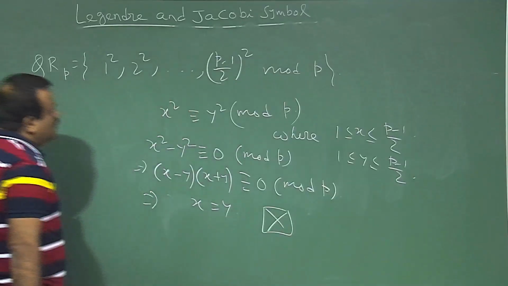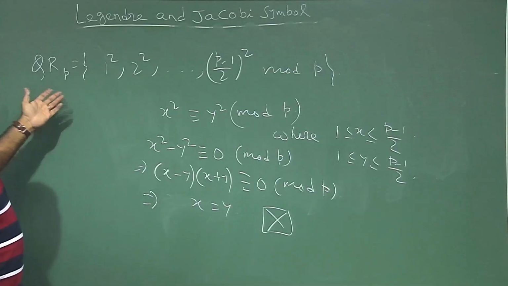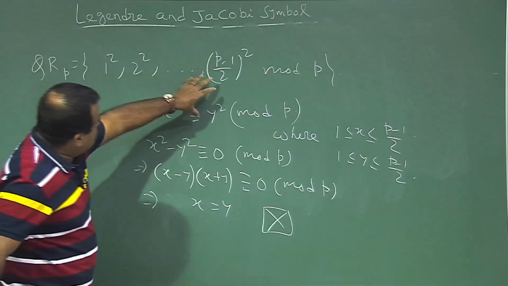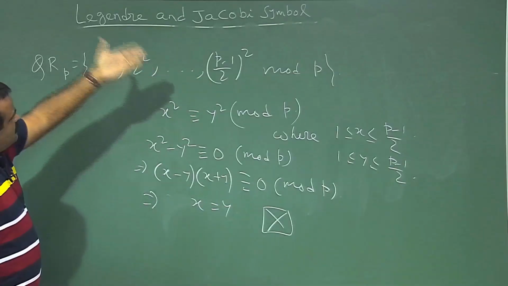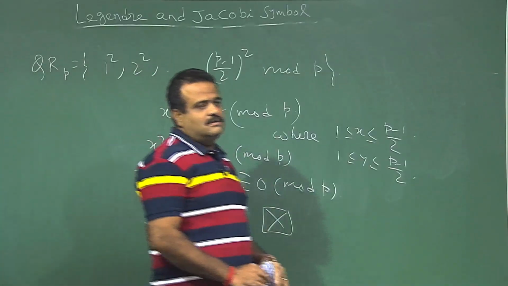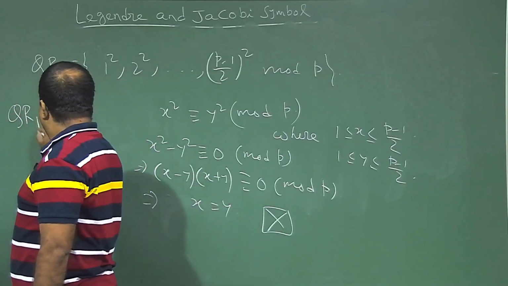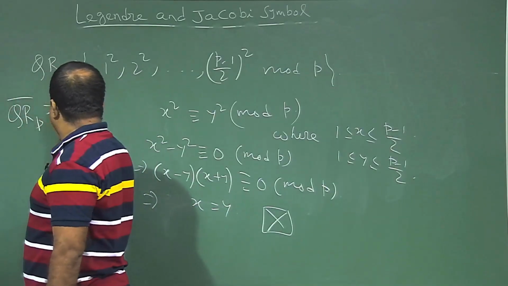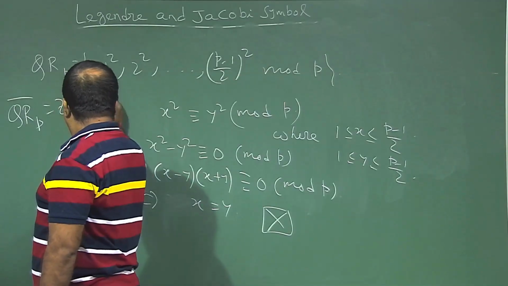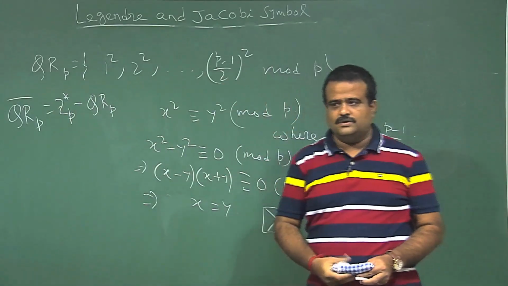So, the number of elements in the quadratic residues are basically this set, and there are (P minus 1) by 2 elements in this set. The remaining elements, the quadratic non-residues QR P bar, are basically Z_P star minus QR_P. So, the cardinality of this set and this set are the same. So, this is the proof.